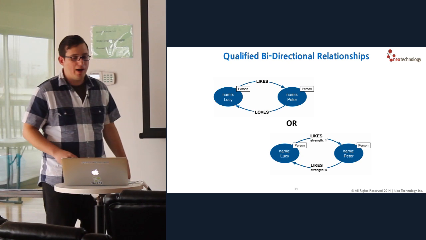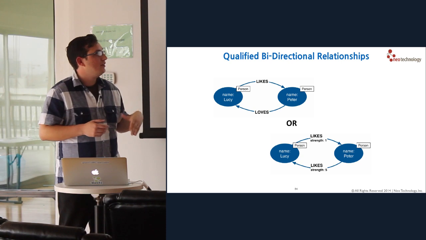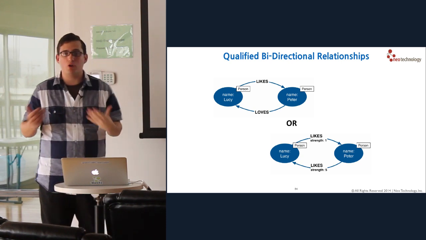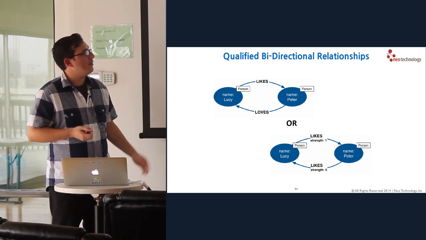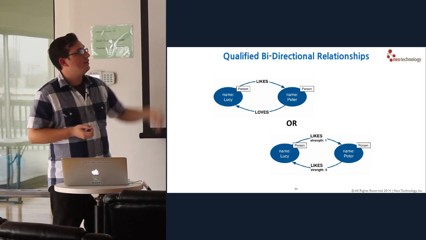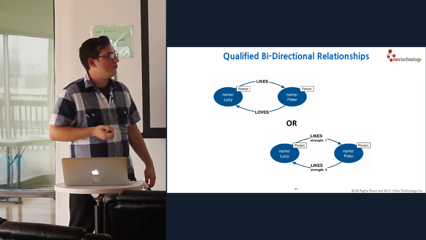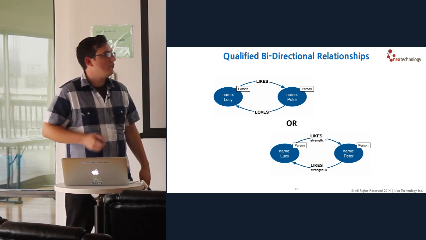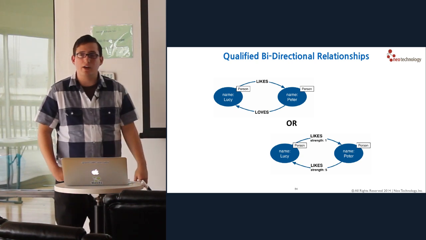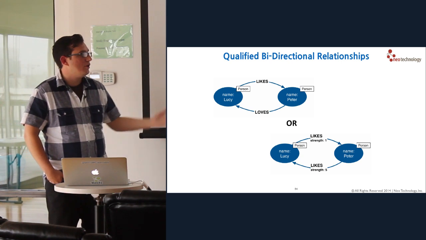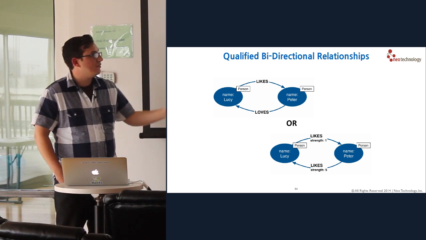Okay, so what about qualified bidirectional relationships? What if you need bidirectional relationships because they describe some quality or strength of the actual concept between the two nodes? Here we have the example of two people: Lucy likes Peter, but poor Peter, he loves Lucy, and she doesn't reciprocate. To model that, you would have a strength property on the relationship, and in your application layer, you can have a rule that describes the value. If strength is 5, does that equal love? In this case, yes, it does.